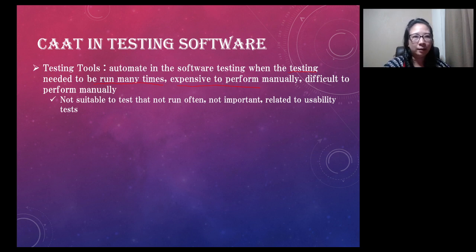So rather than doing it manually, we can use the testing tools, we can use software to automate it. And then maybe the test is also difficult to perform manually. Example, if we have an integrated process with the bank or with another party, which is impossible, or maybe difficult for us to perform, so we can also do it using automation tools.